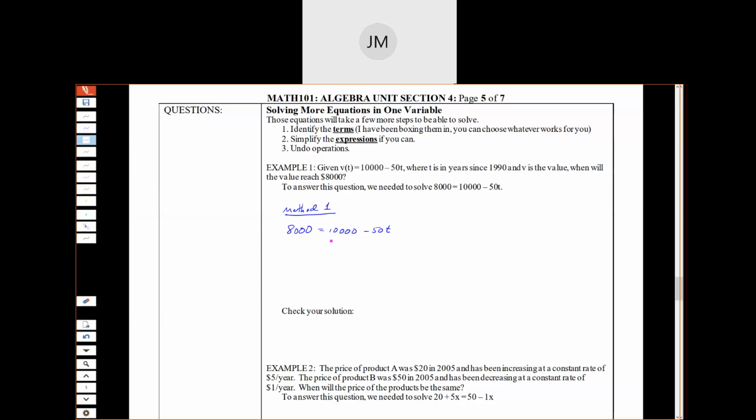So I'm going to add a negative 10,000, or you could think of it as subtracting 10,000, to both sides. Okay, so 8,000 minus 10,000 is negative 2,000. And 10,000 minus 10,000 is 0, so that's gone. So I just have my negative 50t. And now I'm going to multiply to get rid of the negative 50. So I can multiply by 1 over negative 50, which is the same as dividing by negative 50.